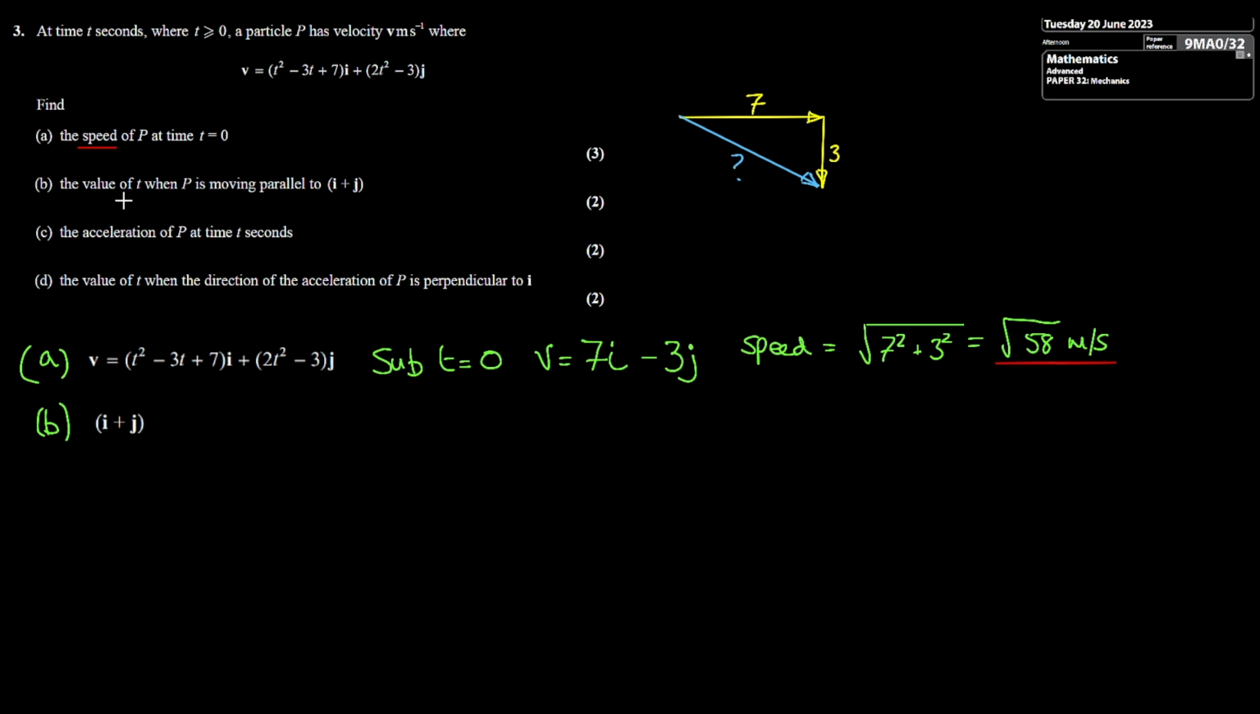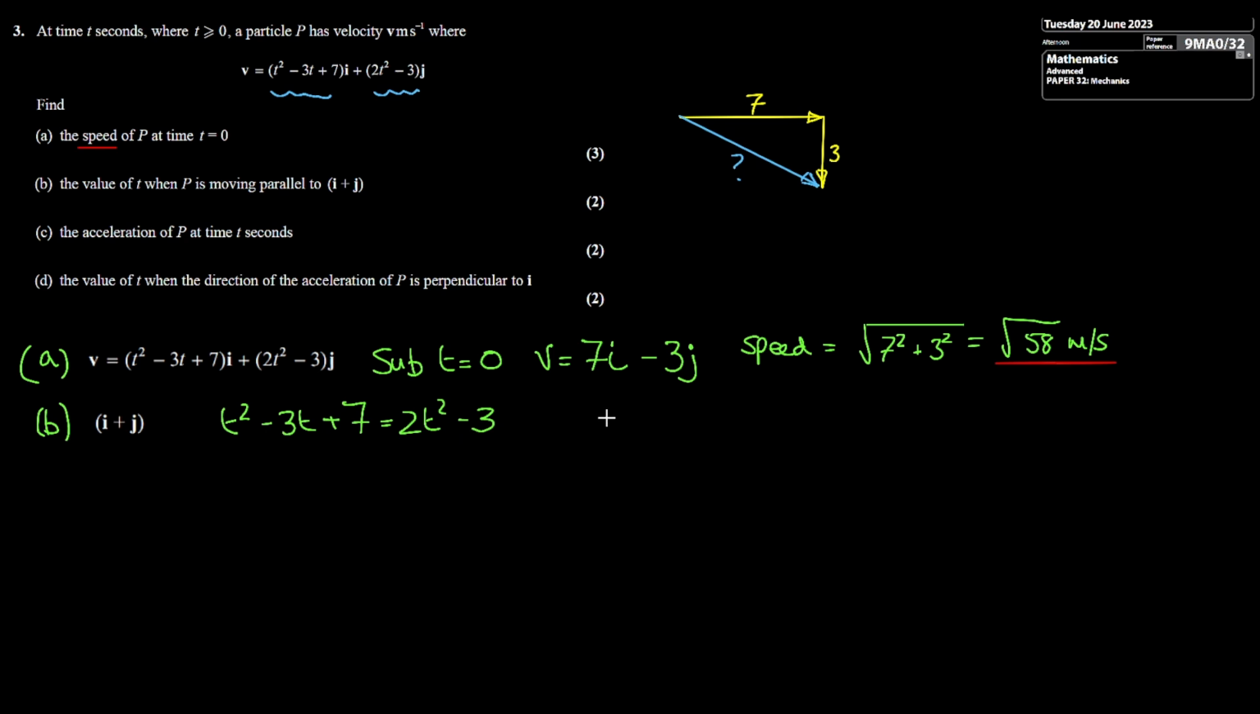So in part B, we've been asked to find the value of t when p is moving parallel to i plus j. So if this is moving parallel to i plus j, you notice here the components of i and j are equal. So if I equate the components of i and j, I can solve for t, and that will answer part B and give us the time. And there I've written it out.